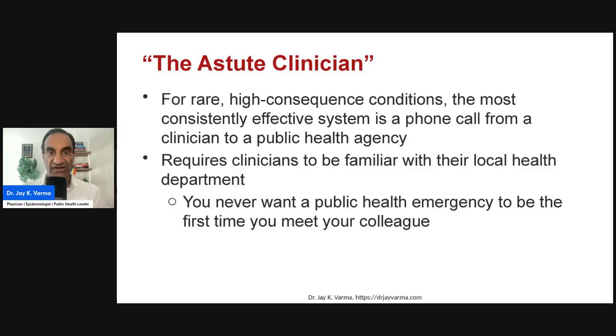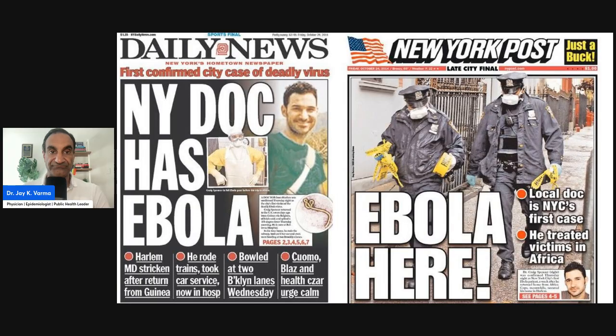There's a very common saying in public health emergency response that you never want a public health emergency to be the first time you meet your colleagues. So one of the most important things that public health agencies can do is establish a close connection with the clinicians that work in hospitals, that work in clinics, that work in urgent care facilities, so that they know that there is somebody for them to call if they suspect somebody with a high consequence condition. Think about Ebola, or think about anthrax. Think about anything where we're really worried that this could be a devastating problem for the community.